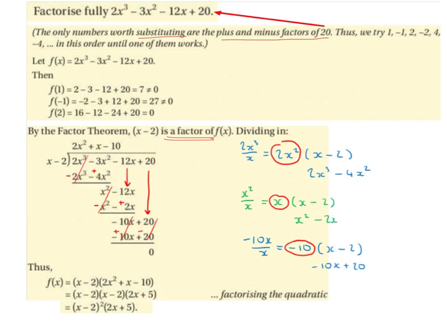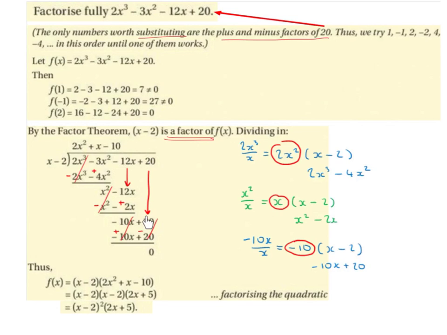We take the highest power of x inside the bus stop, which is x squared, divided by the highest power of x outside the bus stop, which is x. X squared divided by x is x. So we write x on top of the bus stop and multiply by x minus 2. X by x minus 2 is x squared minus 2x. We write this under the bus stop. We change the signs. The new signs are written in red. These cancel, and minus 12x plus 2x gives us minus 10x.